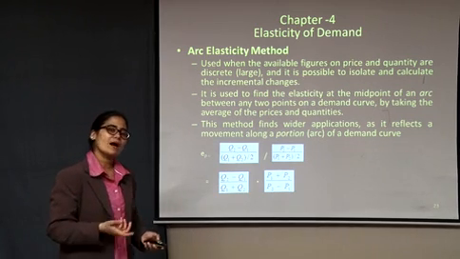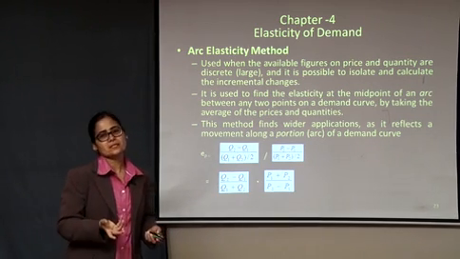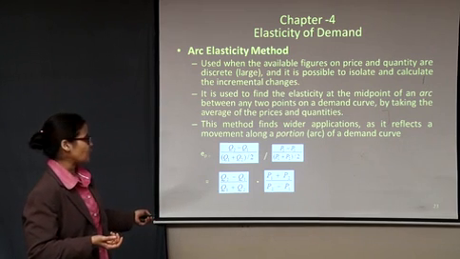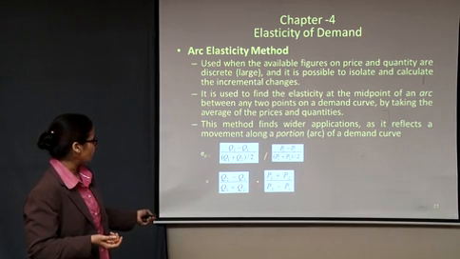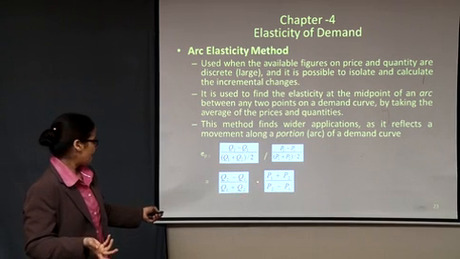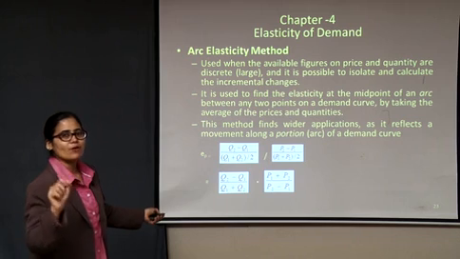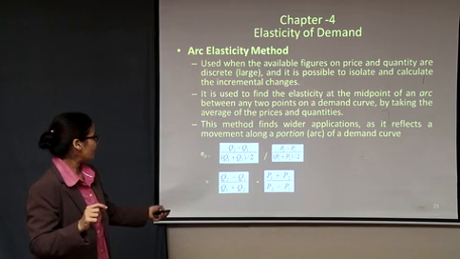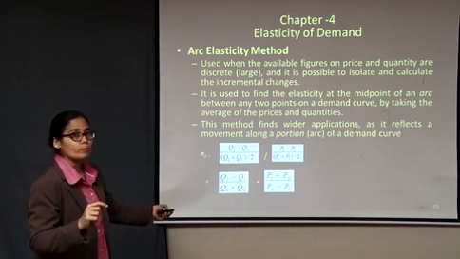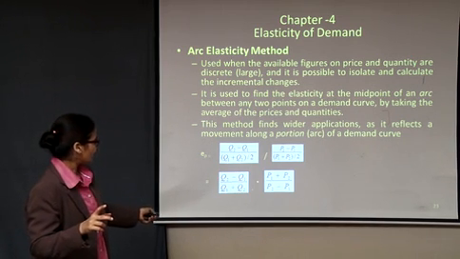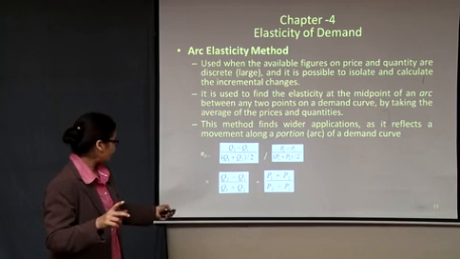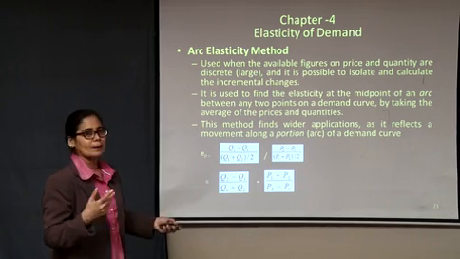So which formula you have to remember for arc elasticity? You can remember the next formula. I think this is more easy. Q2 minus Q1 upon Q2 plus Q1 into, this dot stands for multiplication, P1 plus P2. Now see, it has become opposite. Q2 minus Q1 upon Q1 plus Q2 is the opposite of P1 plus P2 upon P2 minus P1.